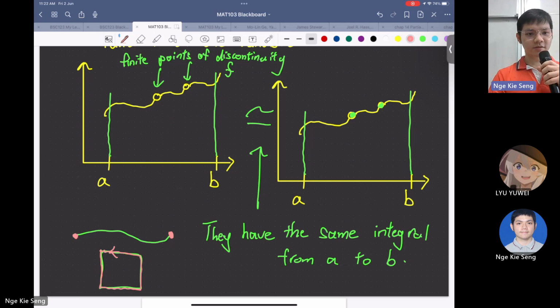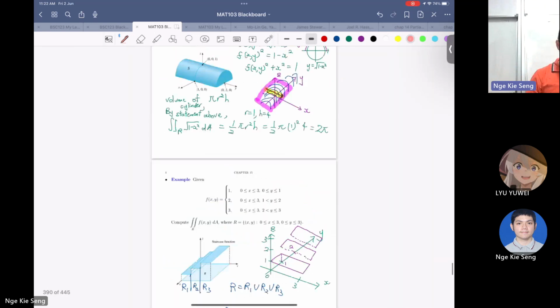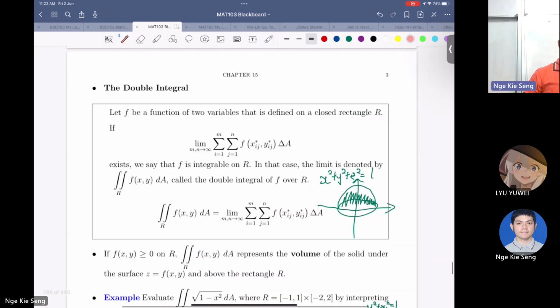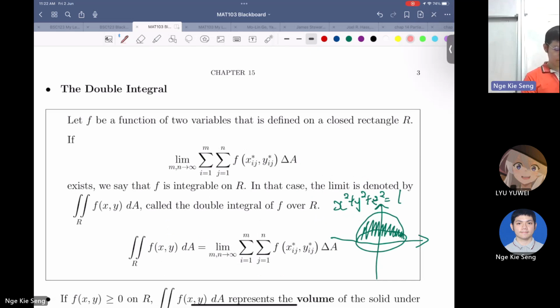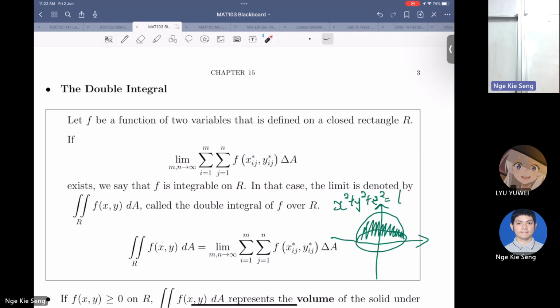Let me think, what's the definition of integrable? Let's go back and check. Okay, so we say that if this limit exists, then it is integrable. So if this limit goes to infinity, does it count as the limit existing or not? If a limit exists, does it mean the limit has to be finite?